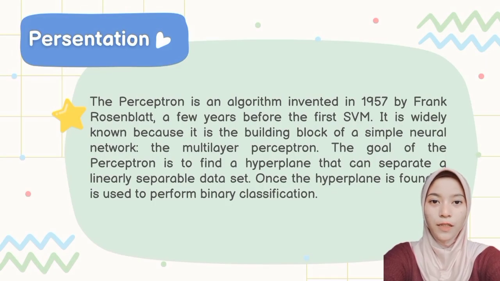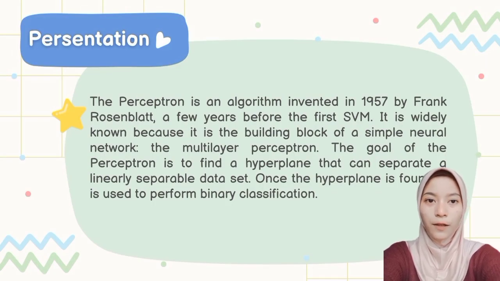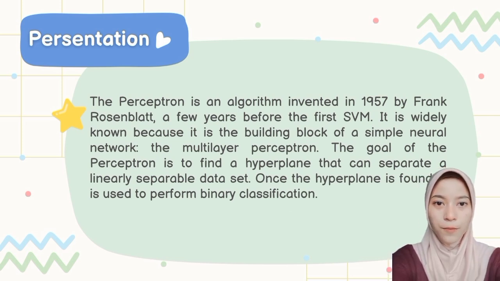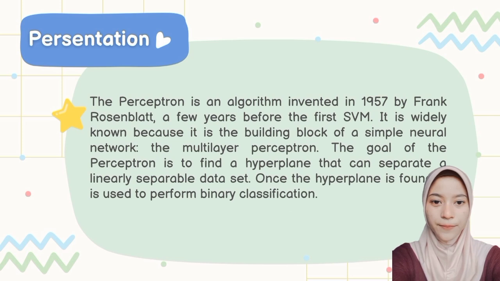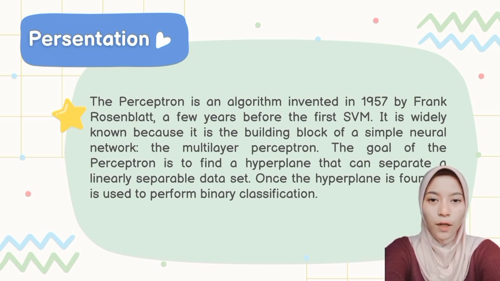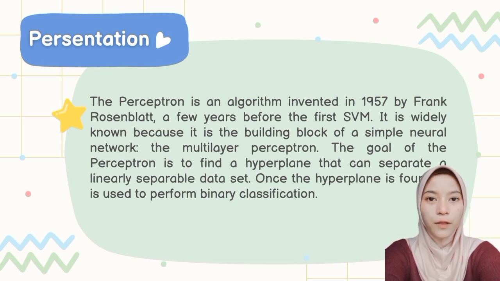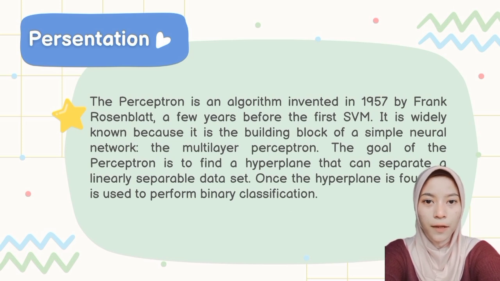The perceptron is an algorithm invented in 1957 by Frank Rosenblatt, a few years before the first SVM. It is widely known because it is the building block of a simple neural network, the multilayer perceptron. The goal of the perceptron is to find a hyperplane that can separate a linearly separable dataset. Once the hyperplane is found, it is used to perform binary classification.